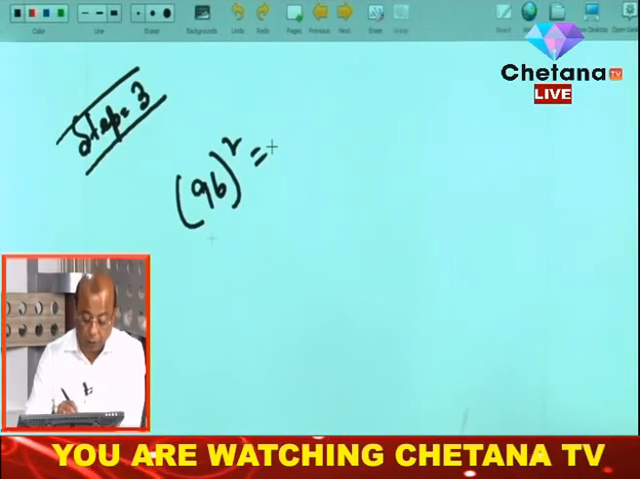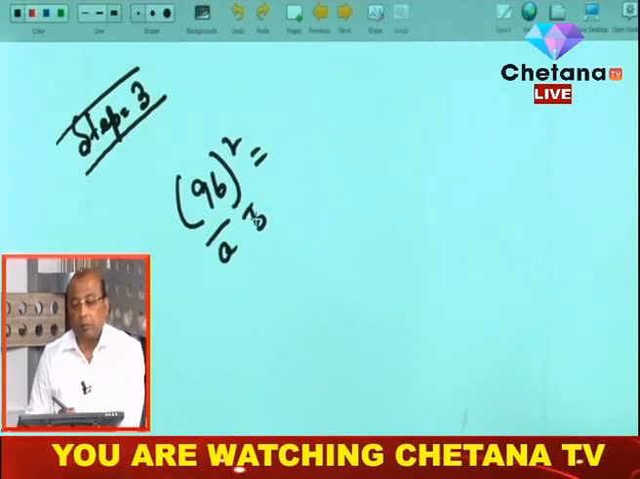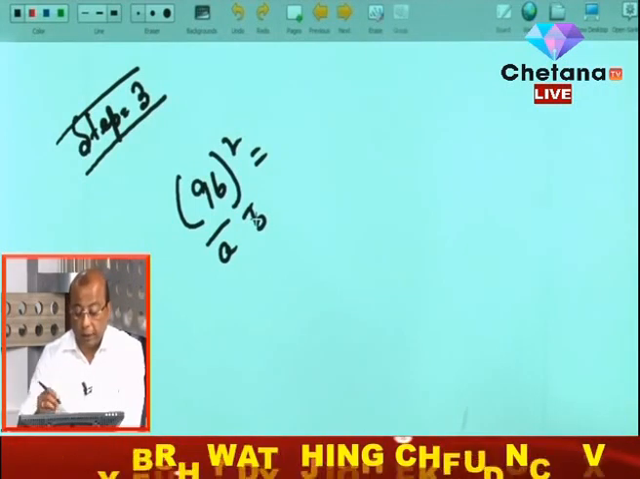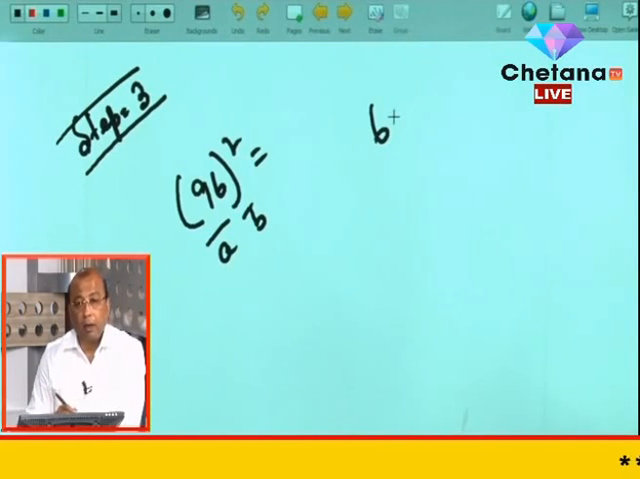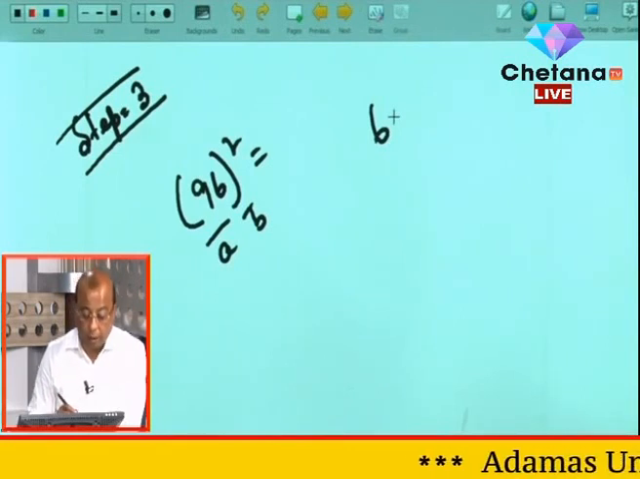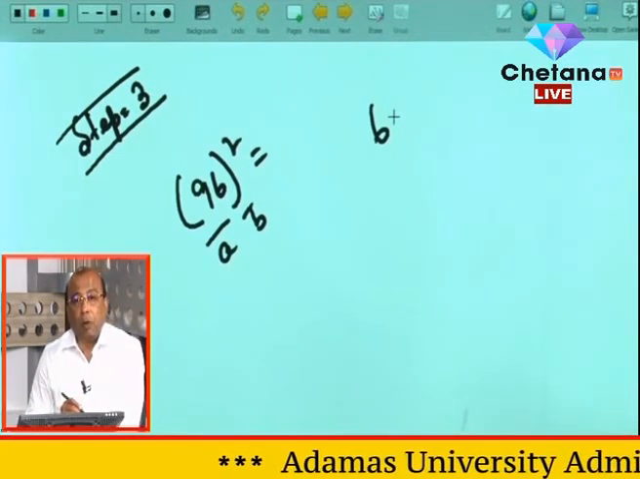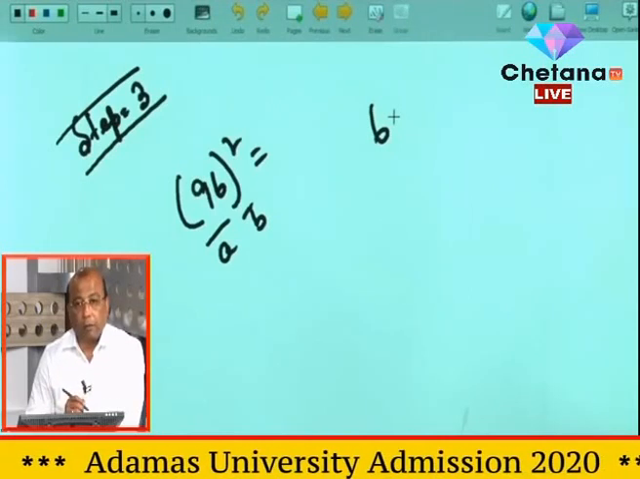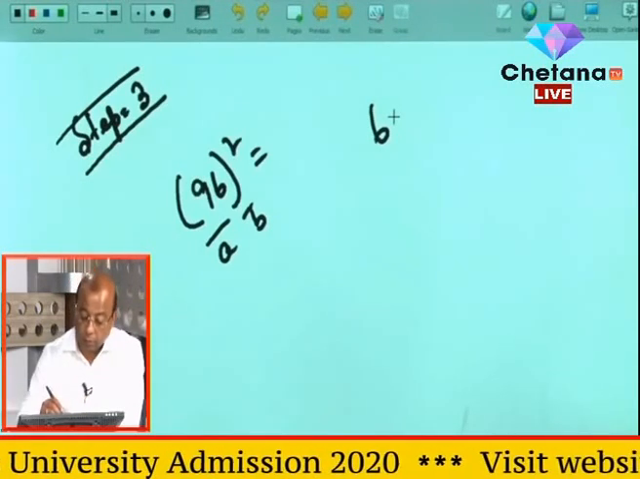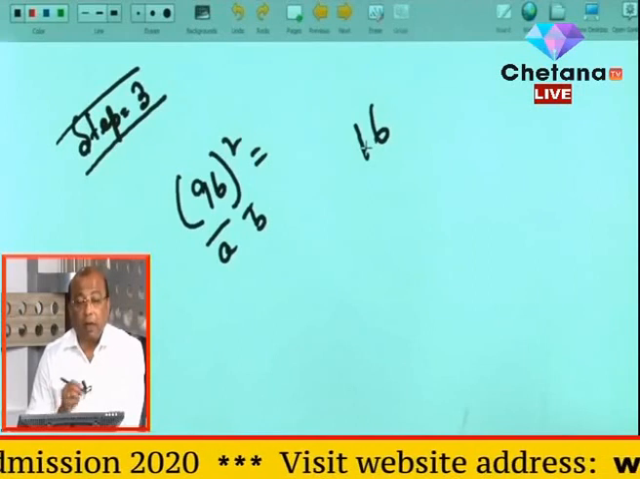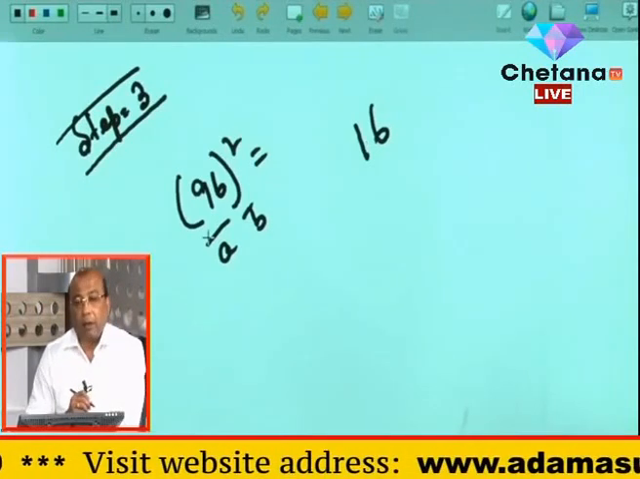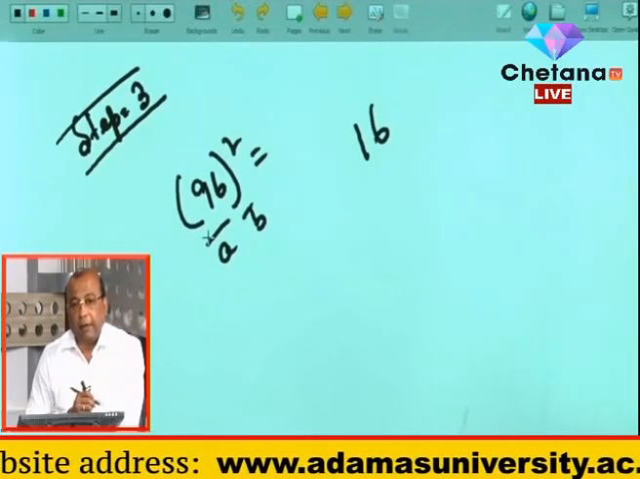How much is it? That is A, that is B. B square, that is 6 whole square, 36. 6, 3 in hand. 2 into A into B, 9 into 6, 54. Double, 108, plus 3, that is 111. 1 in hand, 11 in hand. A square, 81 plus 11, 92.